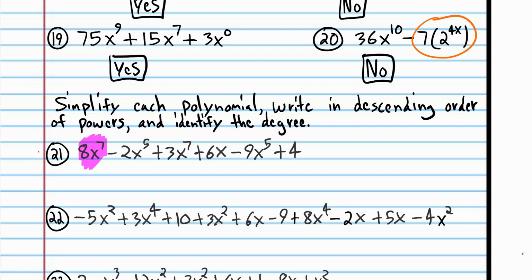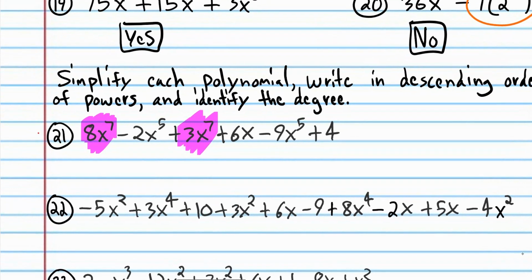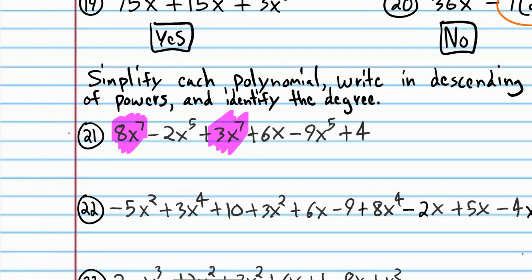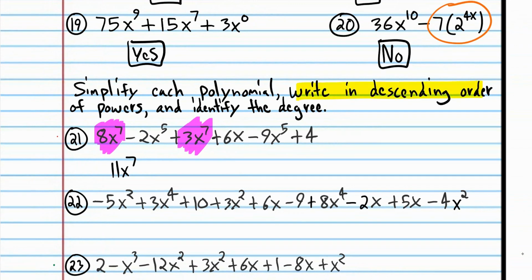This term here and this term, they both have x to the 7th on them. So what that means is they're like terms. Remember, you can combine like terms. So 8 plus 3 is 11. So we combined the purple terms into 11x to the 7th. Now, notice that I started with the highest power. It says write in descending order of powers. So you want to start with the highest power.